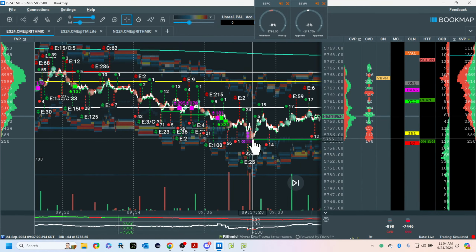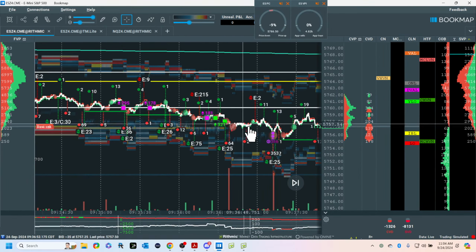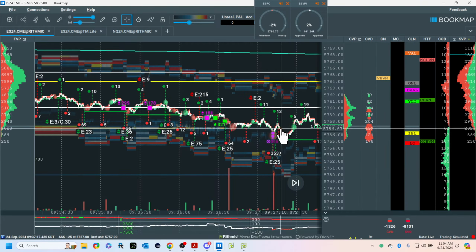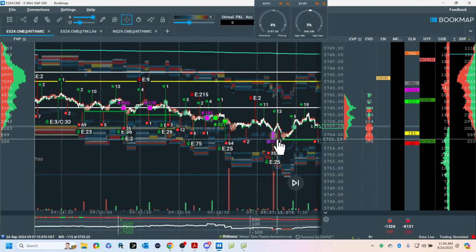So that's the absorption. You see the red dot there. That's sellers. They are absorbed. Now, at the time, you don't know. This is the order flow. So what is the absorption?